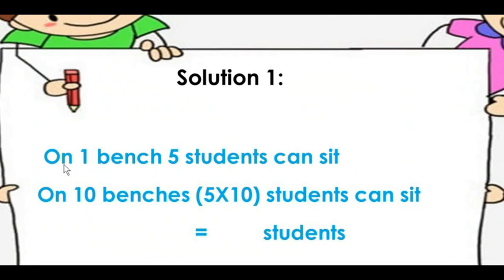Here first we have to write the statement like on one bench 5 students can sit. On 10 benches 5 times 10 students can sit. So what will be the answer? Here we will read the times table of 10 or 5. So 5 tens are what? Yes, 5 tens are 50. So what will be the answer here? The answer is 50 students.